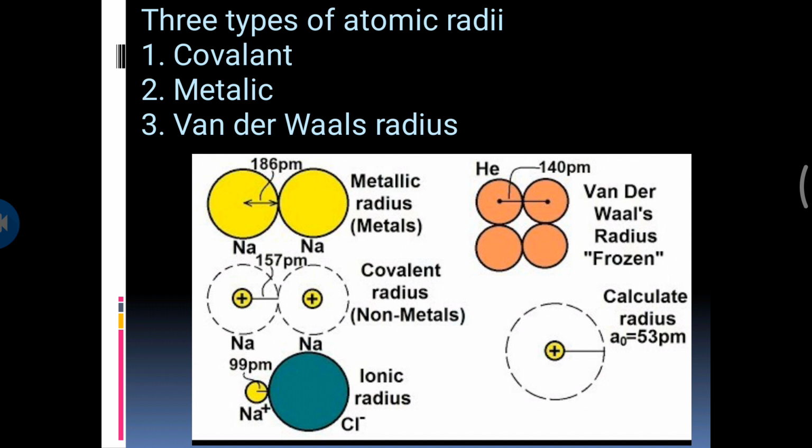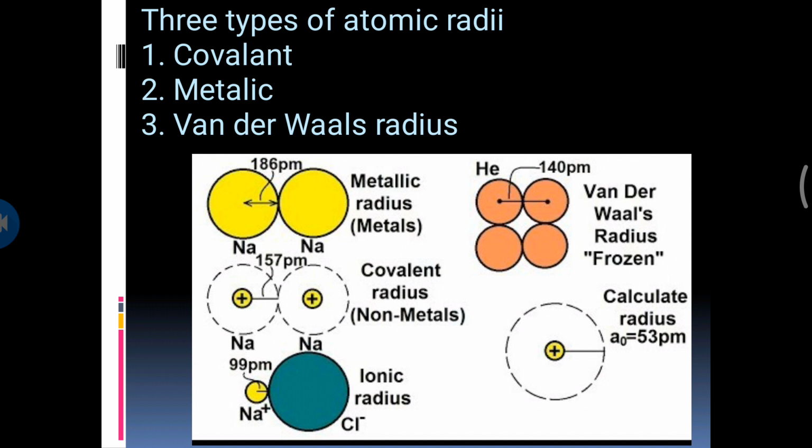So one atom's nucleus interacts with the outermost electrons of another atom. This interaction is called the van der Waals interaction. These molecules are held together by van der Waals forces, and the van der Waals radius is calculated using the distance between the two nuclei.